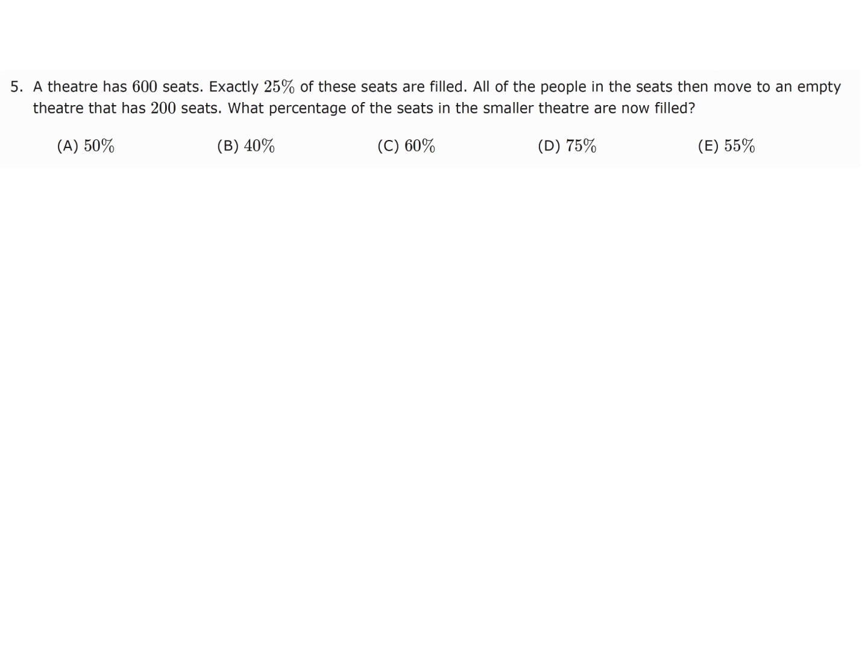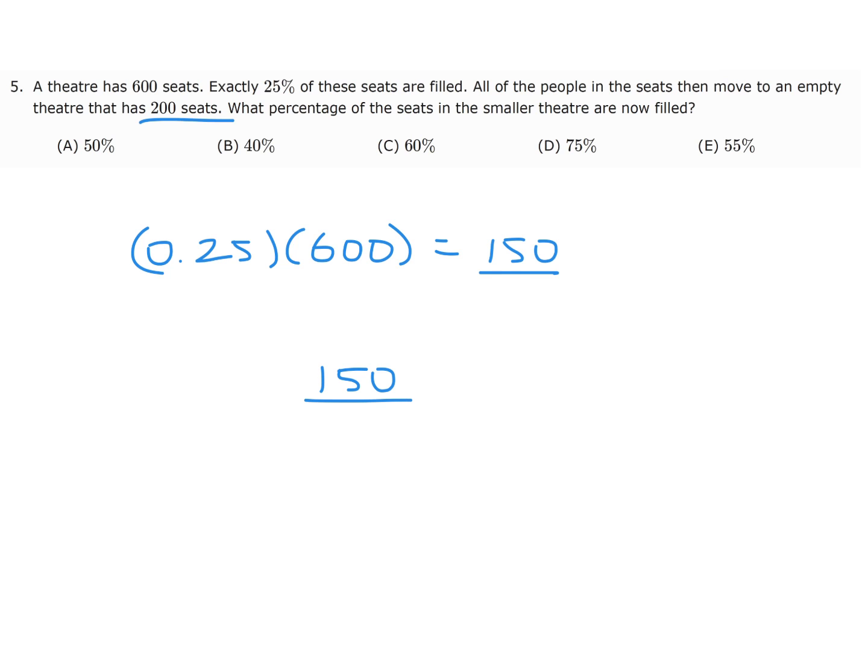So 25% of that 600 seat theater was filled. So 25% times 600 is 150. So that's how many seats were filled. All of those people now move to this 200 seat theater. What percentage of the seats in this theater are now filled? So how many are filled? 150 over 200, and that is 0.75 or 75%. And therefore number 5 would be D.